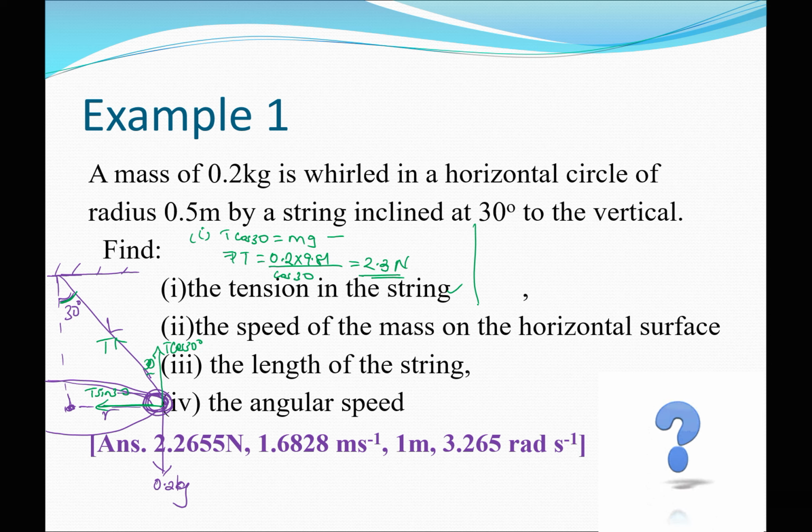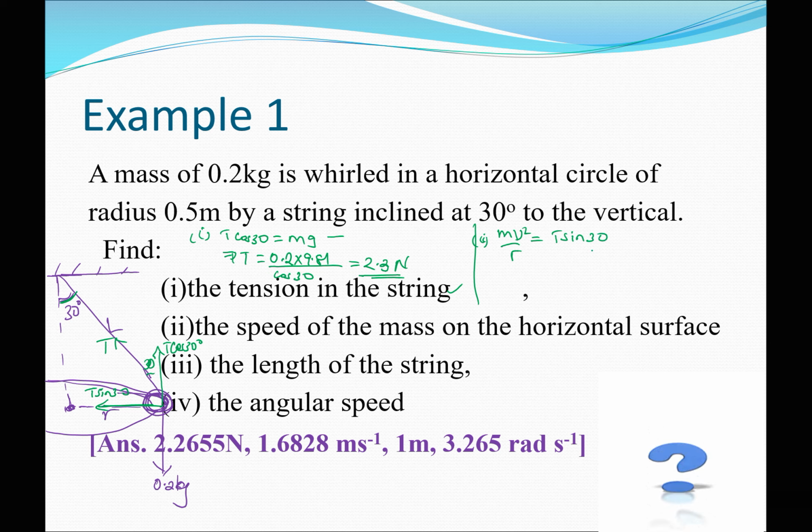The speed of the mass on the horizontal surface. So we want to find the speed. We have that the horizontal component provides centripetal force. So we shall simply say that mv squared over r, which is the centripetal force, remember, I'm attempting part 2, mv squared over r is equal to T sine of 30.